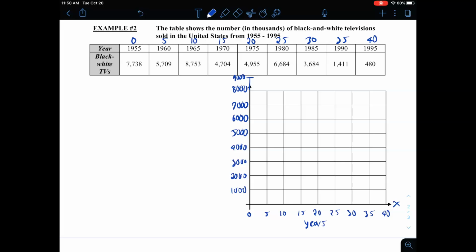You want to go a little bit below the lowest data point and a little bit above the highest data points, to capture all the different things here. So we ran out a little bit of room because we had to go up to 9,000, but that's not a problem. That'll work. All right, so let's graph these.